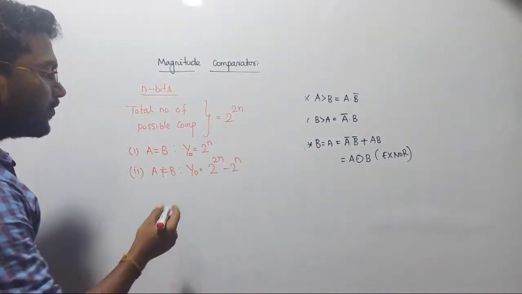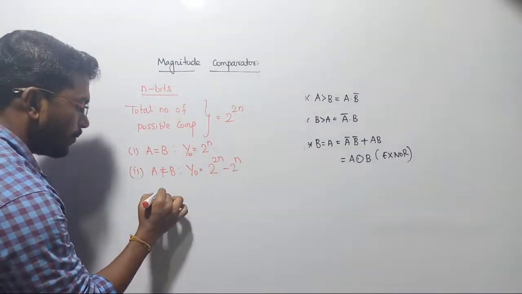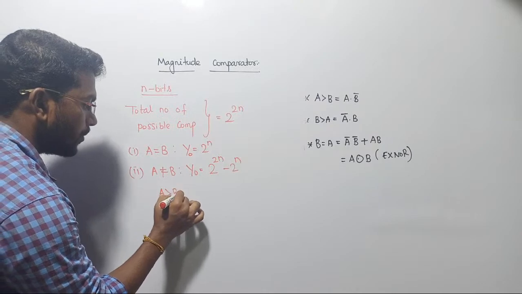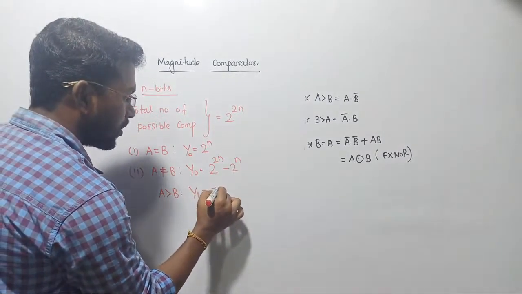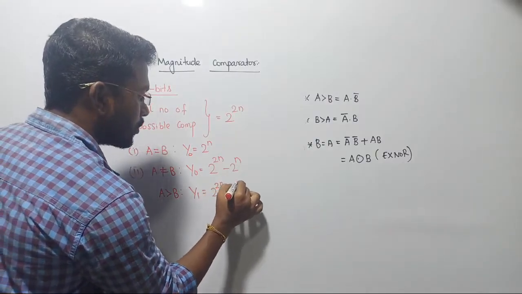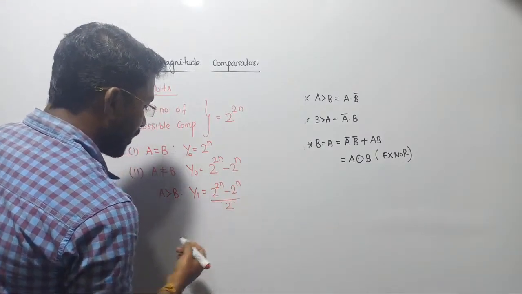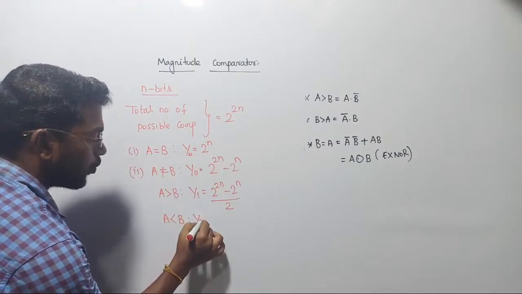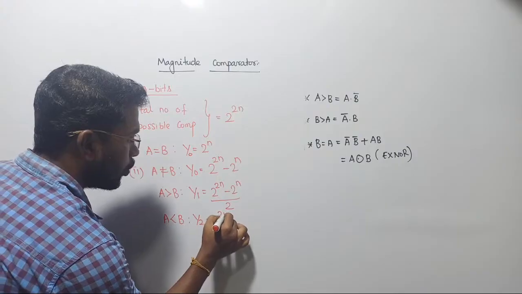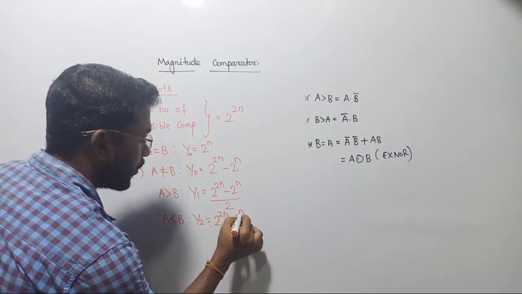Now from this, we have to take the average in order to obtain the possible combinations for A greater than B. Let me call this one Y1, such that it is going to be (2 power 2n minus 2 power n) upon 2. Similarly, write the combination when A is less than B; its correspondent Y2 is going to be (2 power 2n minus 2 power n) upon 2.